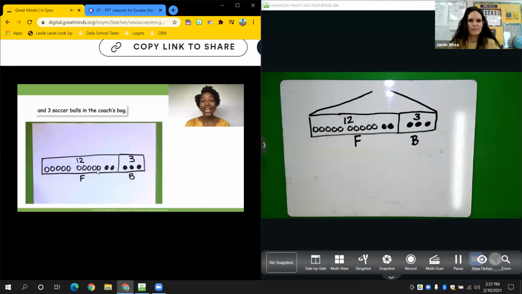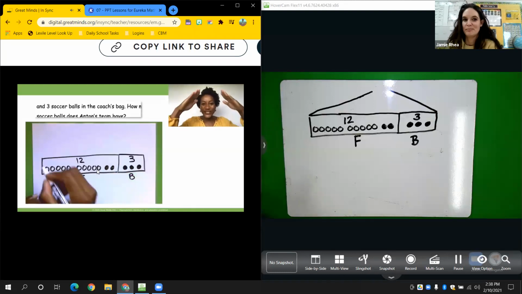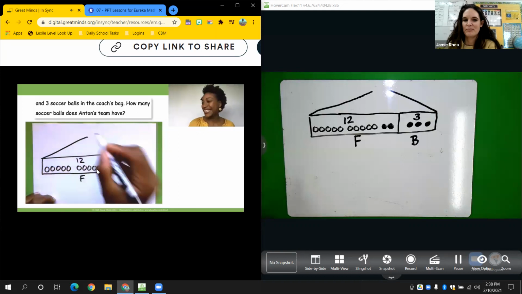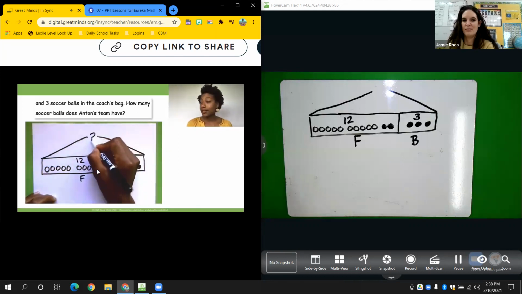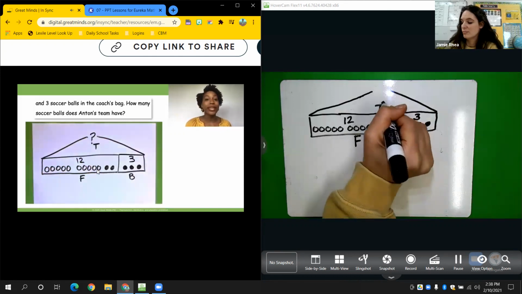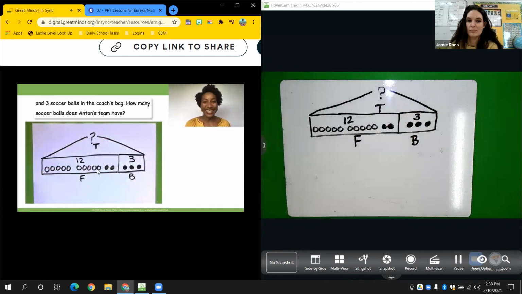Mathematician, we're ready for the last part of our tape diagram. Let's go ahead and show the total. From the beginning to the end, the total in this problem is unknown. So I'll put a question mark and label it with a T. Go ahead and add that to your drawing now. Sweet. This tape diagram can help us make sense of the problem.